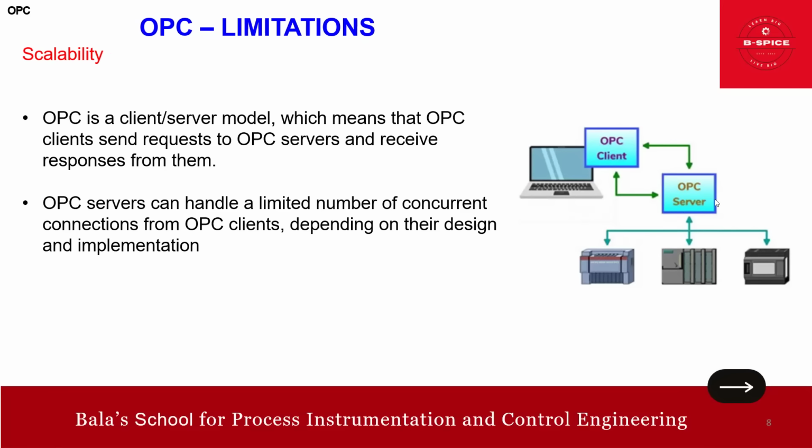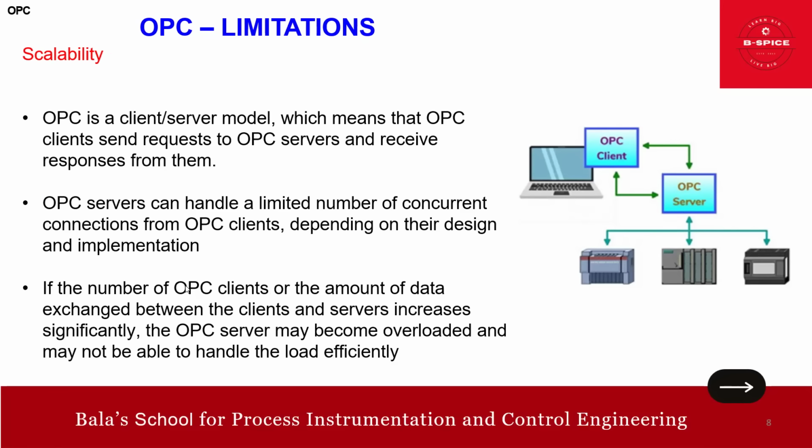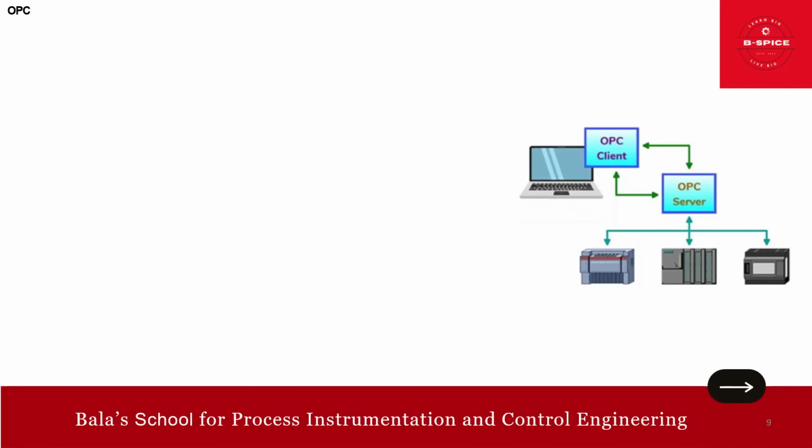So, an OPC server can handle a limited number of concurrent connections from OPC clients, depending on their design and implementation. So there is a limitation on how many clients can be connected. If the number of OPC clients or the amount of data exchanged between the client and server increases significantly, the OPC server may become overloaded and may not be able to handle the load efficiently. So this is one of the issues: scalability.